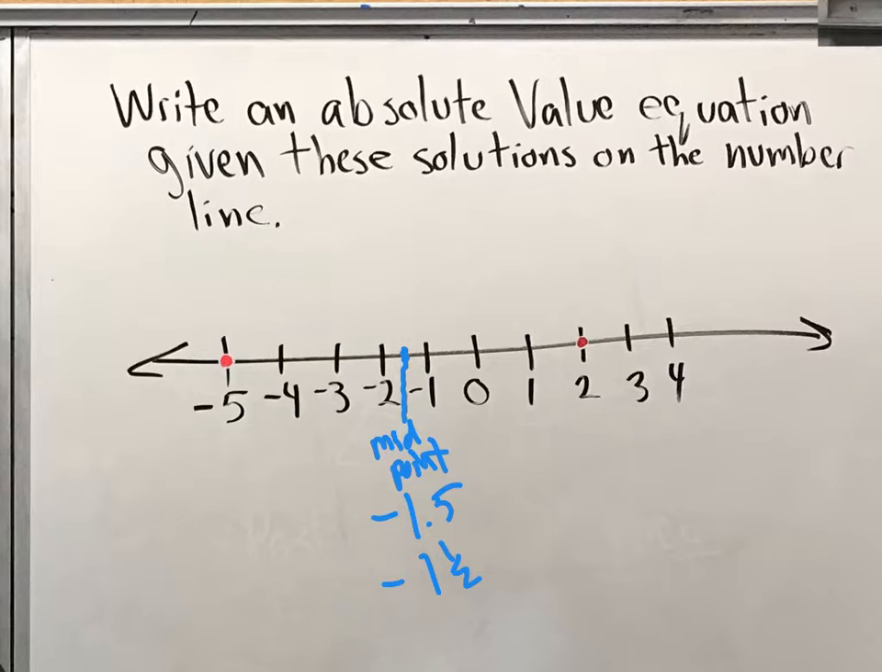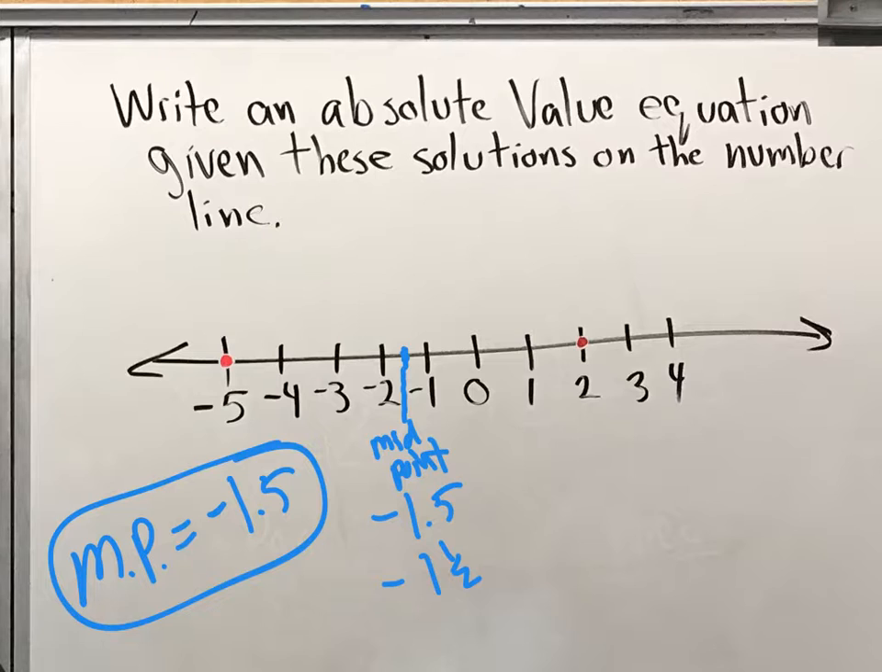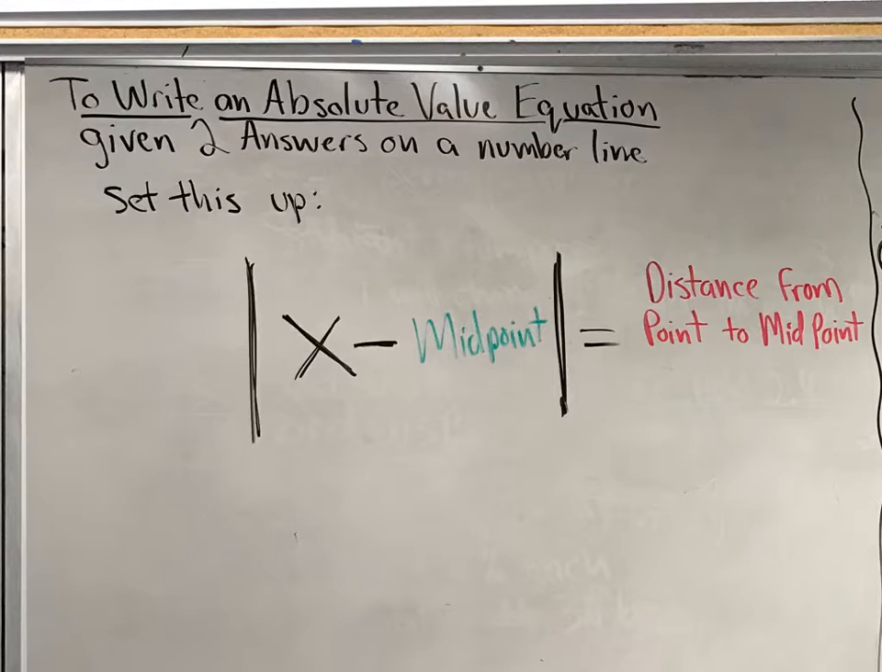So now that we know the midpoint is -1.5, we know what to substitute into the absolute value with the x minus right in front of it. Remember, the setup is this: absolute value, and then you have x minus your midpoint. Now, what is the midpoint? -1.5. Okay, and then we have equals, and in case you forgot, on this side we have the distance from the point to the midpoint.